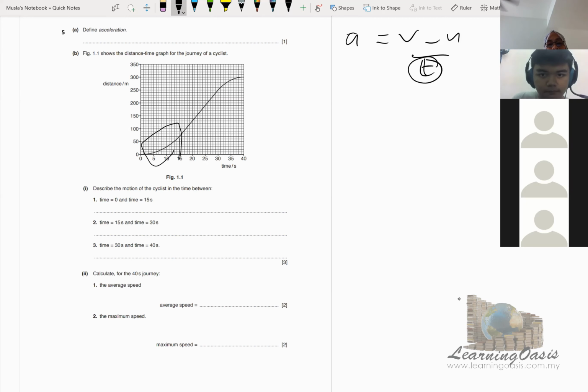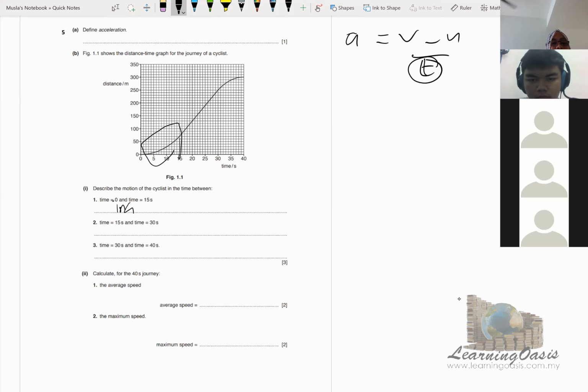How do you describe the motion, Melissa? This is a distance time graph. Ask yourself, what can you get from a distance time graph? Speed. Gradient equals speed. Look at the gradient between 0 to 15. Is it getting steeper, getting less steep, or is it constant? It's increasing. So your answer should be what? Describe the motion of the cyclist in time between 0 and 15. So increasing what?